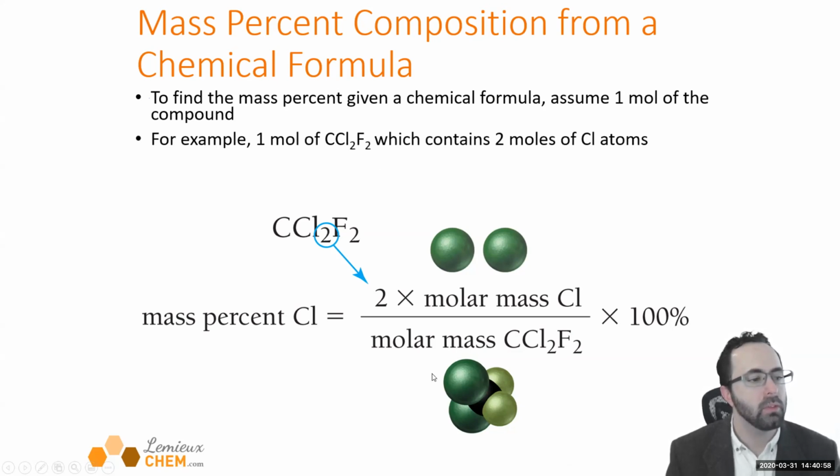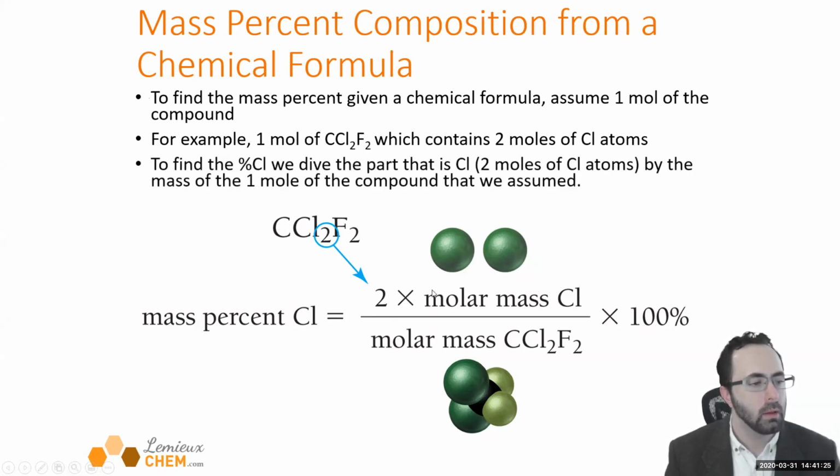Now, if we look at 1 mole of CCl2F2, this is the molecule here, the big green atoms represent the chlorine. There are 2 chlorines in that. You can see there are 2 right here. So if we have 1 mole of CCl2F2, it has 2 moles of chlorine atoms in it. Again, to find the mass percent of anything, we put the part that is that thing divided by the whole thing. So the part that is the chlorine is going to be the 2 moles of chlorine atoms. We take the molar mass of chlorine atoms and multiply by 2 to get our mass of 2 moles of chlorine atoms. Then we would divide that by the whole molar mass of CCl2F2.